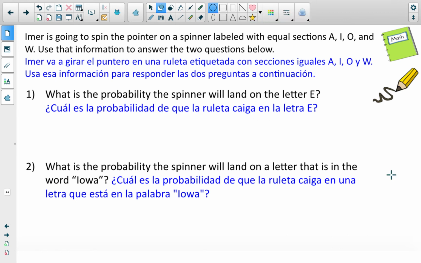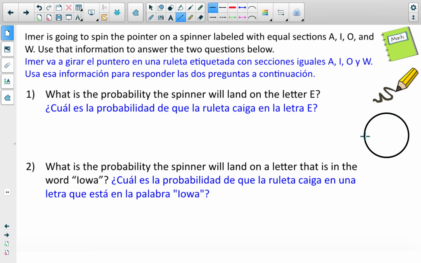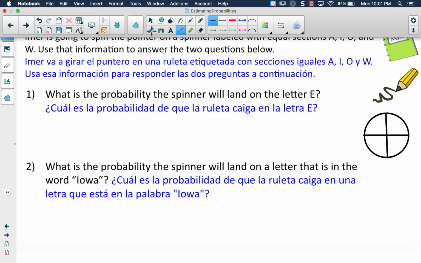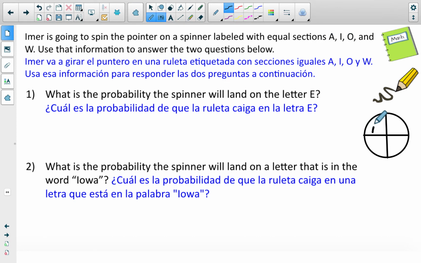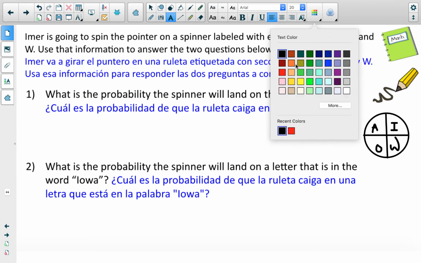So if I wanted to draw this, let me draw something down here and do my absolute best. I'm going to try to make this neat for you guys. I'm just going to split this into 4 equal sections. And what we have is an A, an I, an O, and a W. So this is what our spinner looks like in this scenario here.